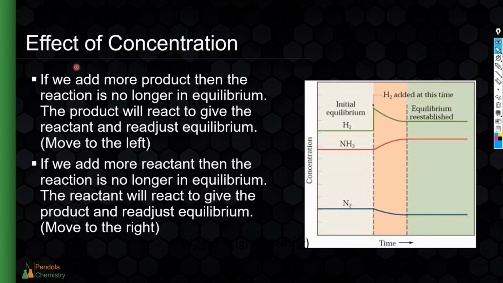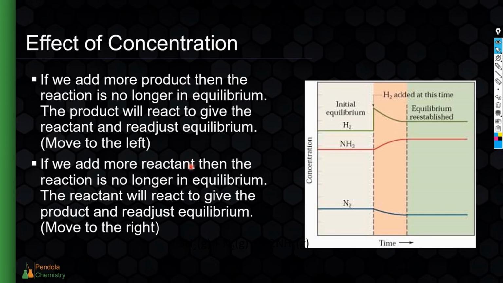Le Chatelier's principle is probably the easiest to understand when it comes to concentration. If we add more of a product, then the reaction is no longer at equilibrium and the product will react to give the reactant and readjust the equilibrium. Meaning that if we add more of a product, we're going to shift the equilibrium to use up that product. And out of the two reactions, the one that uses up the product is the reverse reaction.